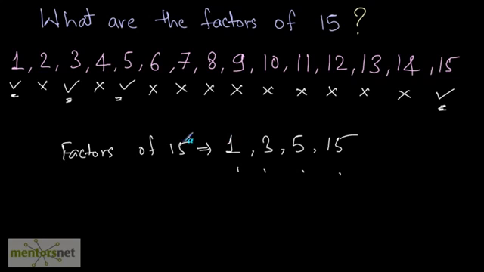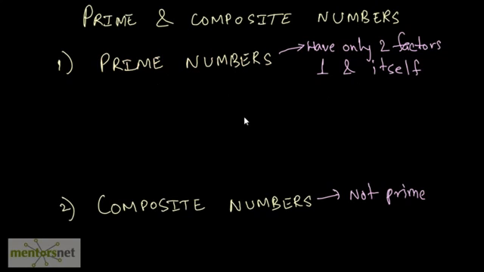So the basic meaning of factors is that you can combine these numbers and multiply them in order to obtain the original number 15. So for example, I can combine 1 and 15 to obtain 15. I can combine 3 and 5 to obtain 15, and so on. So coming back to the definition of prime numbers, a prime number is a number which has only two factors, the number 1 and the number itself.